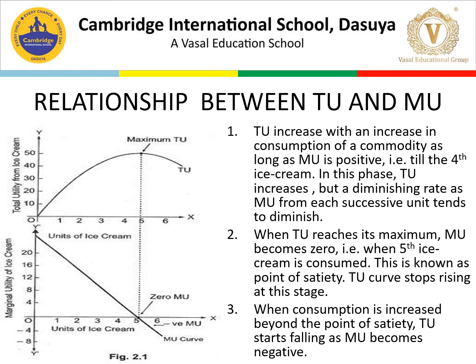So let's talk about this now in the third stage. When consumption is increased beyond the point of satiety, meaning your stomach is already full and you are still consuming the same commodity, what happens? You will have a stomach ache, then you feel like vomiting. So what are these? These are negative returns. So here MU becomes negative.